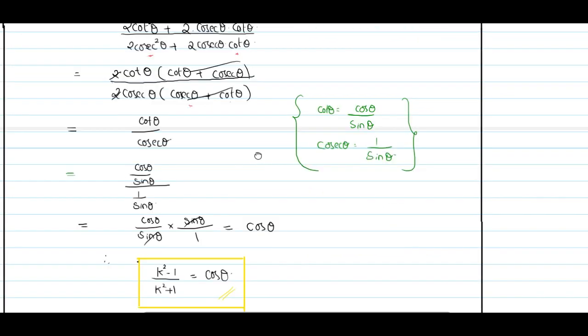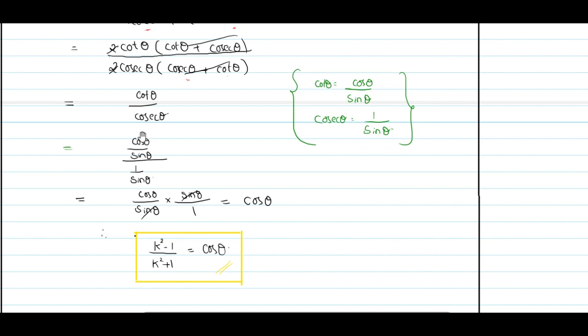Then moving ahead, how do we write this? Cos theta by sin theta, the numerator fraction we will write as it is, then we will write into the reciprocal of whatever is in the denominator. 1 by sin theta was there, so we will write sin theta by 1. So, this sin theta is in the numerator and this sin theta is in the denominator, so we can cancel these two. What are we left with? That is nothing but cos theta. This is the LHS that we were supposed to prove. Therefore, we have k square minus 1 by k square plus 1 value as cos theta.